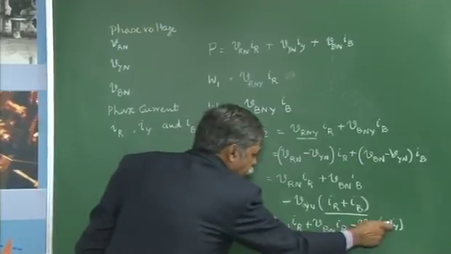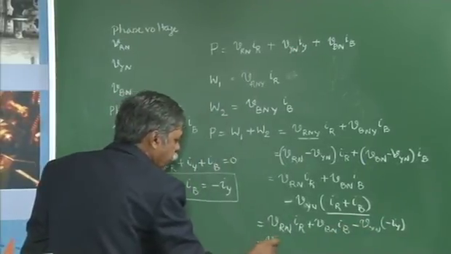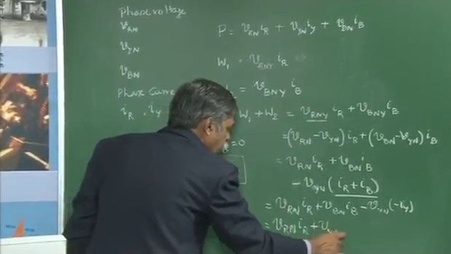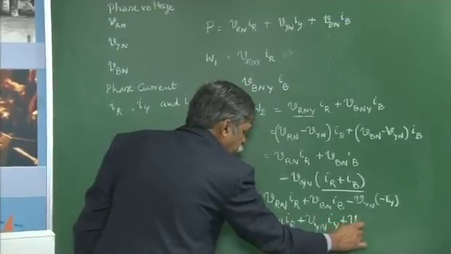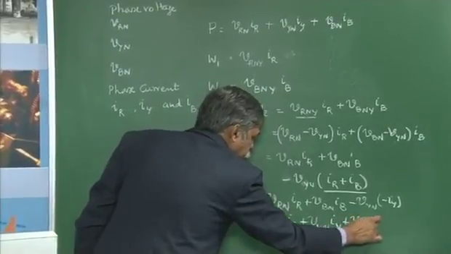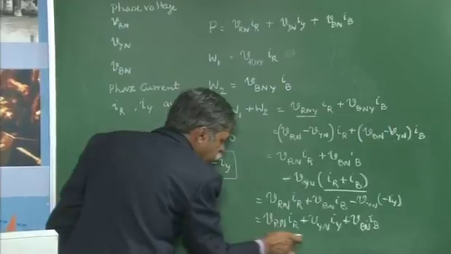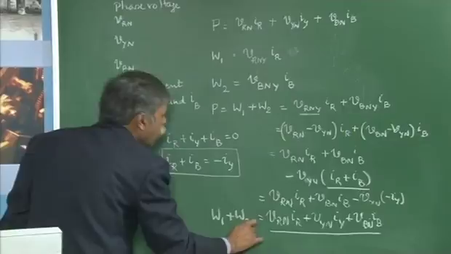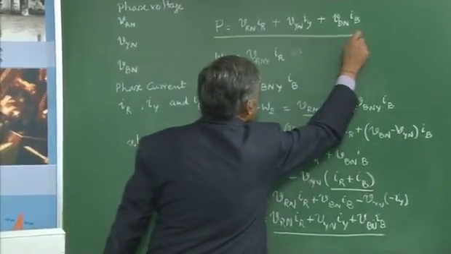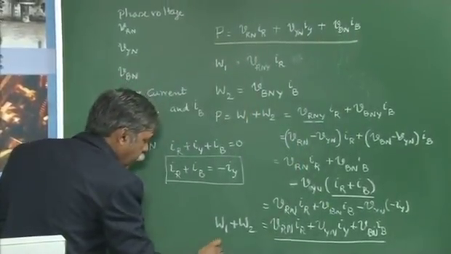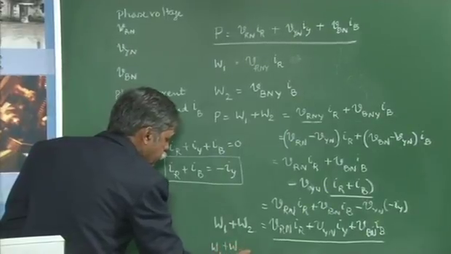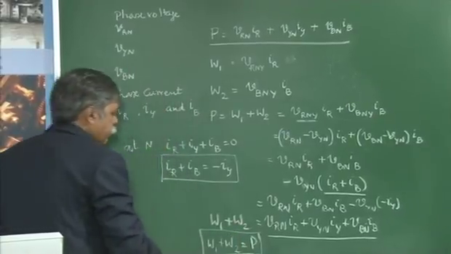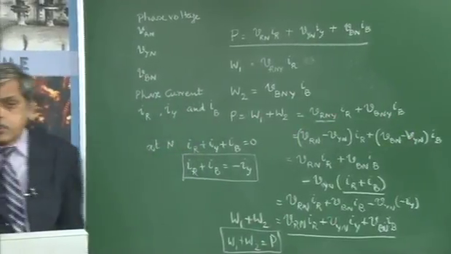So this minus into minus becomes plus, therefore I will be getting VRN into IR plus VYN into IY plus VBN multiplied by IB. Now see this equation what you have, which is equal to W1 plus W2, is same as this equation. Therefore I can say W1 plus W2 is equal to the total power in a three phase system. Three phase, three wire system I have taken.